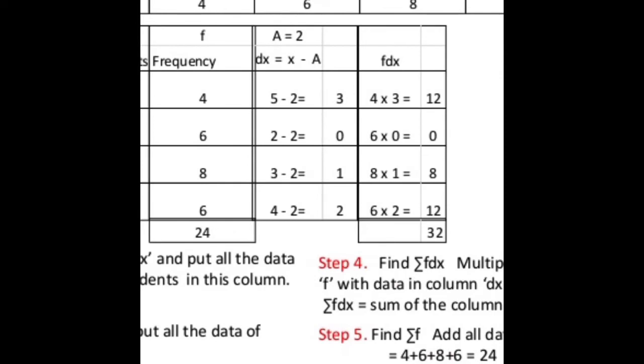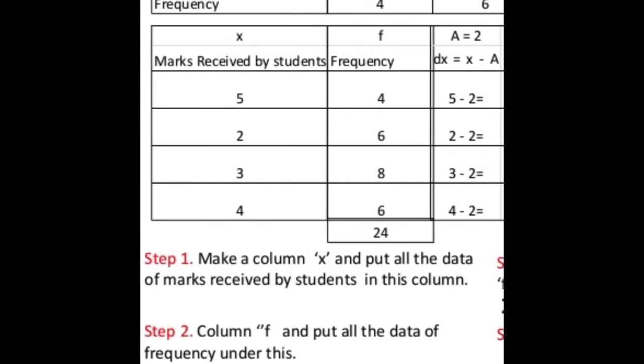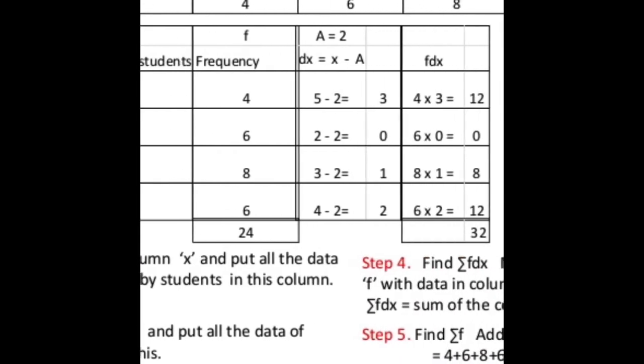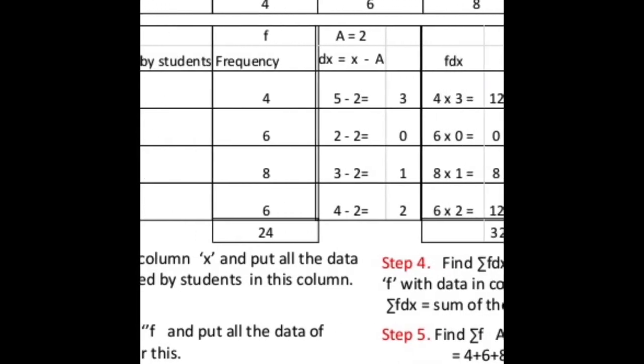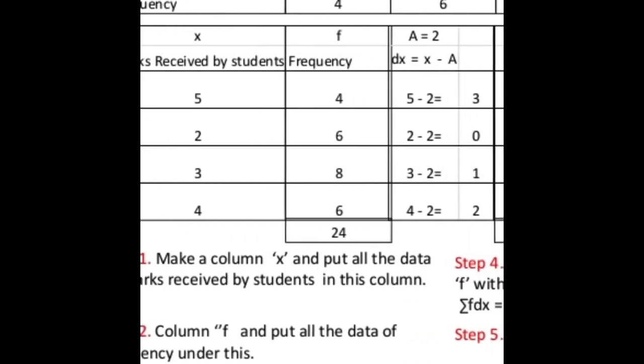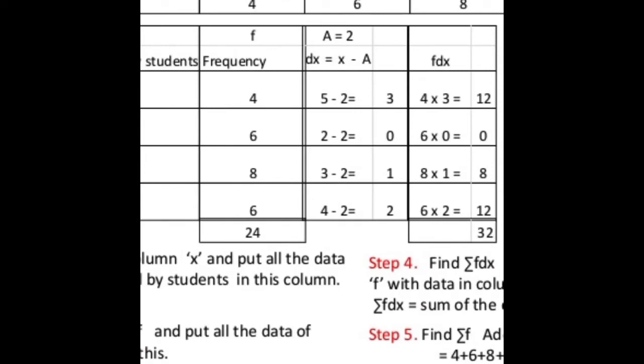The third column, as you know, the assumed mean is 2. So, from all the values of x, we deduct the assumed mean and we get dx. We deduct 2 from 5 and get 3. Again, we deduct 2 from 2, we get 0. From 3, we deduct 2 and we get 1. And from 4, we deduct 2, we get 2. So, this is what we call dx or deviation from the assumed mean.